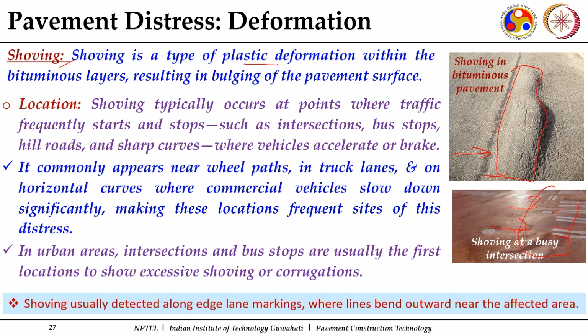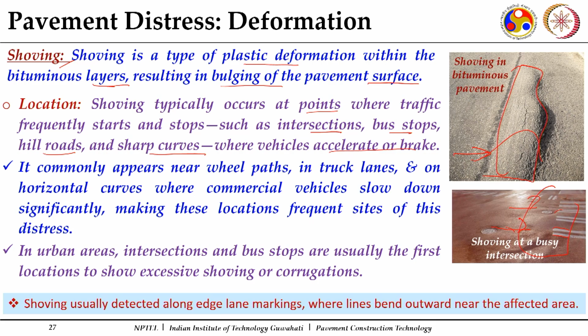Shoving is a type of plastic deformation mainly within bituminous layers, resulting in bulging of the pavement surface. So, this has bulged at one particular side. Shoving typically occurs at points where traffic frequently stops or makes a turn, at curves and at intersections where it stops. High shear stresses are generated specifically when braking or accelerating, especially on rising gradients, such as intersections, bus stops, hill roads, and sharp curves where vehicles accelerate or brake.